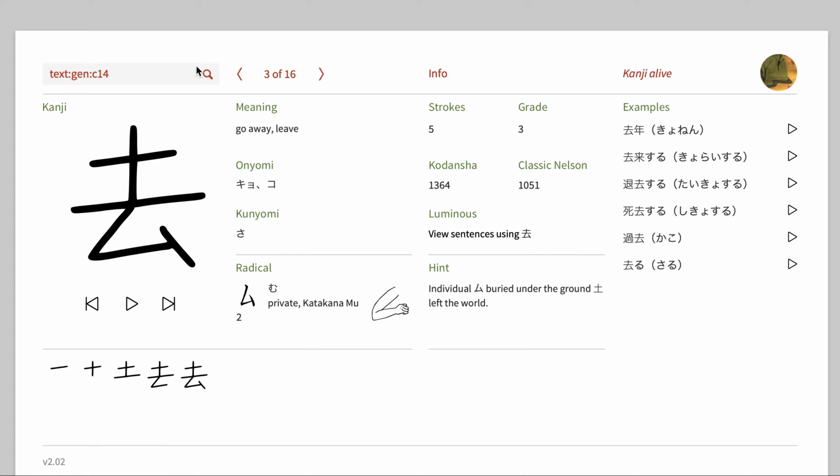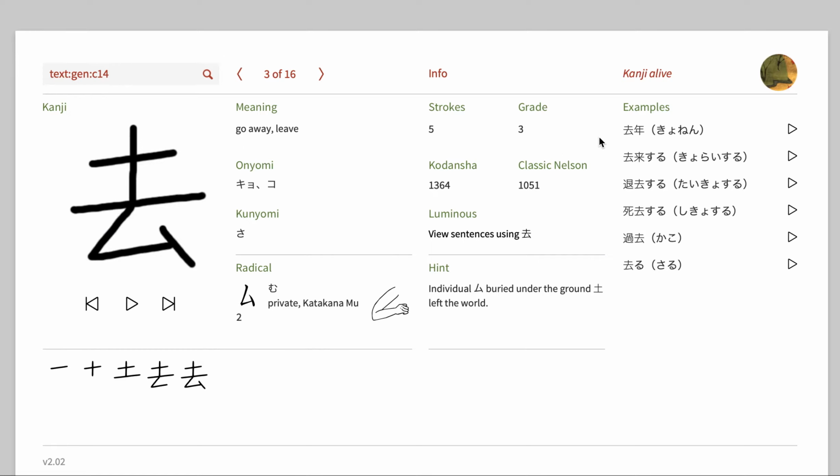And I find this an interesting inclusion in Genki kanji just because it's not used as much as a lot of other words are. It's basically the kanji for tsuchi with a mu underneath it. It's pronounced sa of saru, not saru as in monkey, but saru as in to leave, kyo or ko, and it means to leave or go away.